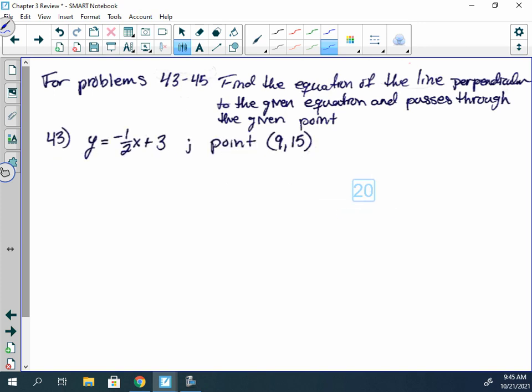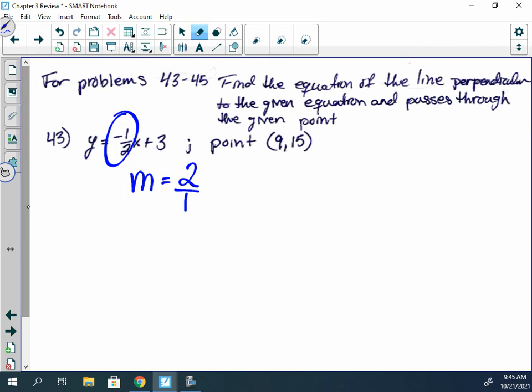Okay. We can just do this one here. So since the slope of the original equation is negative 1/2, we change the sign. So if it was negative to begin with, it's now positive. And if I flip it from 1 over 2, it becomes 2 over 1, which is the same as 2, because 2 divided by 1 is just 2. So if we have a fraction with 1 on top, we flip it and it's just the whole number.